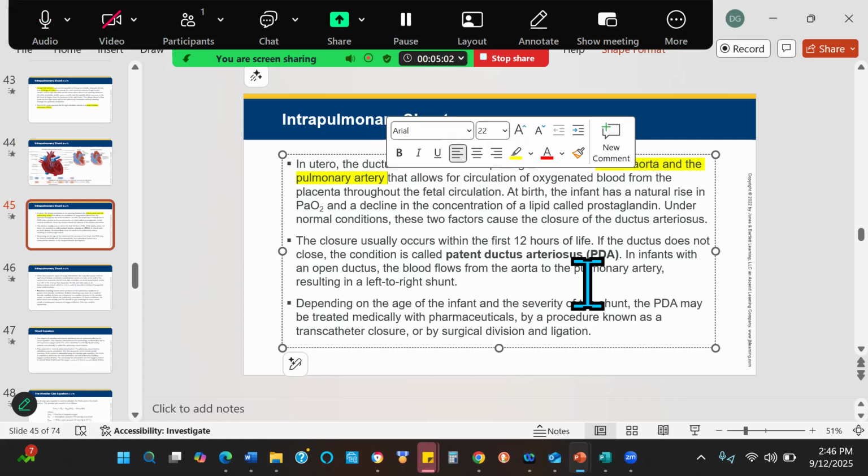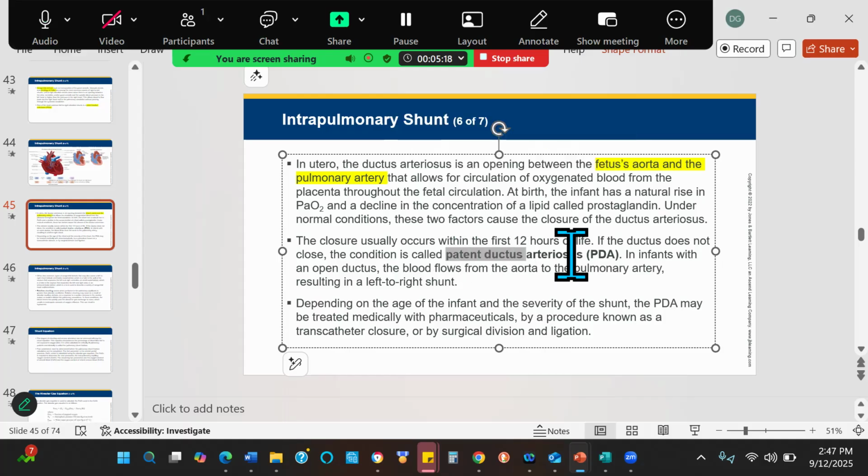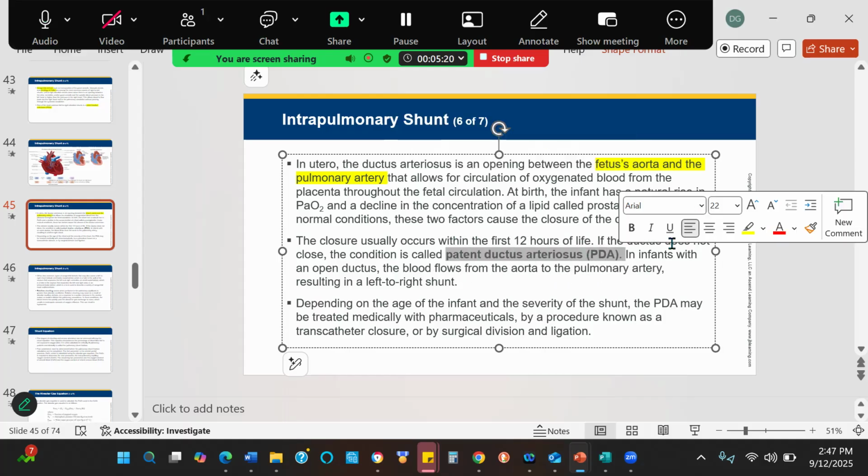Normally, within the first 12 hours of life, and actually sometimes with the very first breath, that thing closes because the child no longer needs it. He has his own, or she has her own oxygen supply from breathing. But in some kids, it stays open. It's called PDA, patent ductus arteriosus. The blood flows from the aorta to the pulmonary artery, resulting in a left to right shunt. So we got to get that thing fixed.